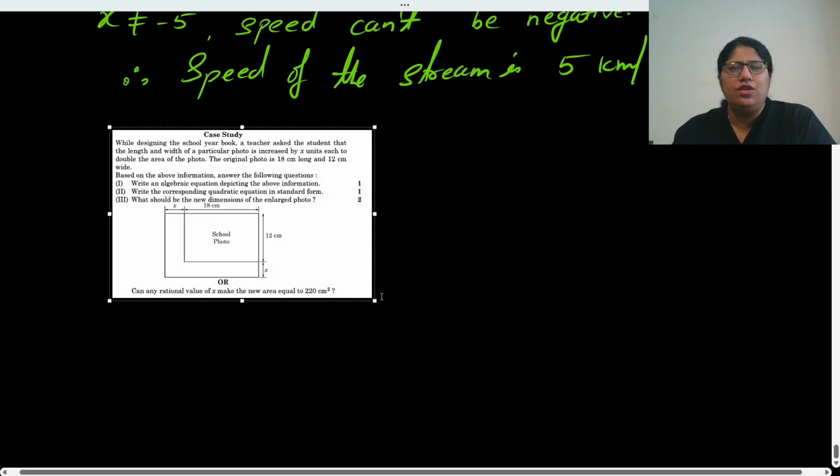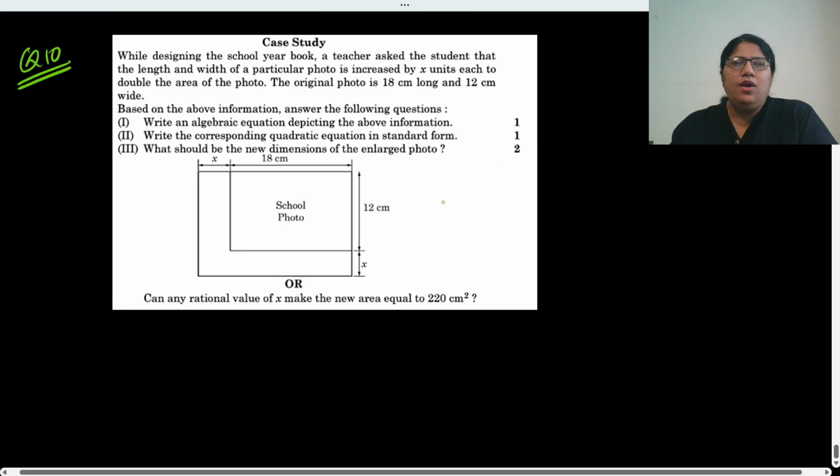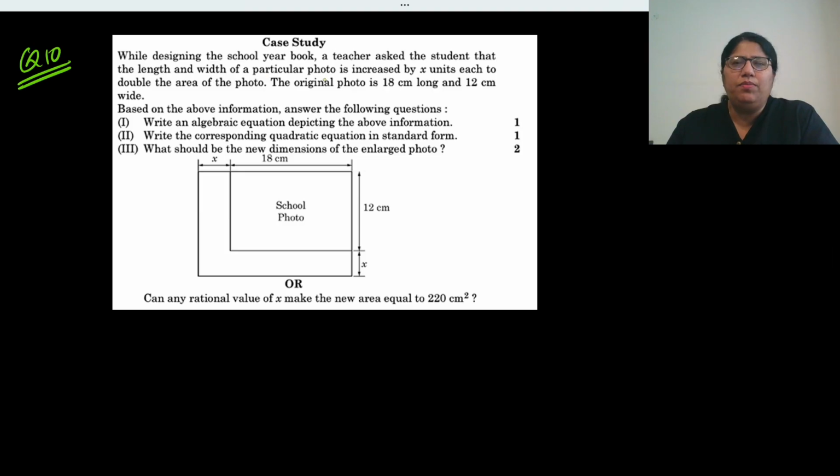This is your case study question where you have to frame an equation. While designing the school yearbook, a teacher asked the student that the length and width of the particular photo is increased by x units. Now if you see, this is the school photo, 12 centimeter, 18 centimeter. Here it is increased by x, this side also it is increased by x, so it is a uniform increase, right? The teacher asks that the length and width of the photo is increased by x units each to double the area of the photo. The original photo is 18 centimeter long and 12 centimeter wide.